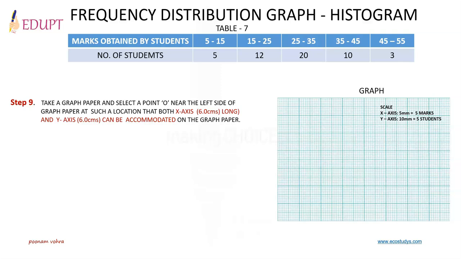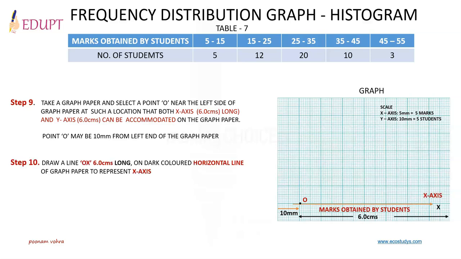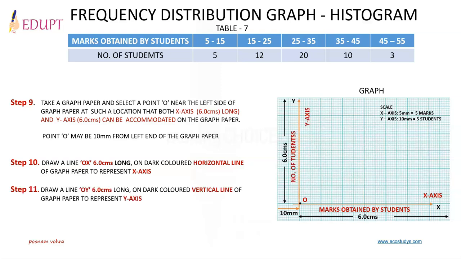Then you need to take a graph paper and select O near the left side of the graph paper so that both the axes can be accommodated on graph paper. One can have O on the left side with a distance of 10 millimeters as is shown. So you need to draw a line from O as OX, which is 6 centimeters long. It is a horizontal line. Then vertical line also from O representing the number of students, which will also be 6 centimeters.